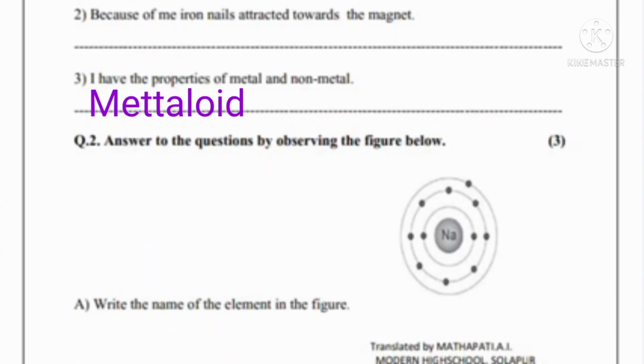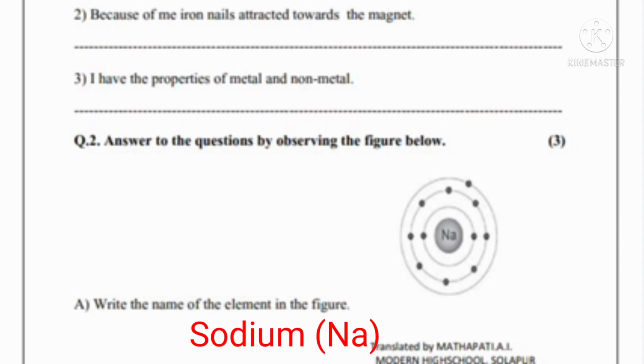Then question number second, answer to the question by observing the figure below. Write the name of the element in the figure. So the name of element is sodium and symbol is Na.